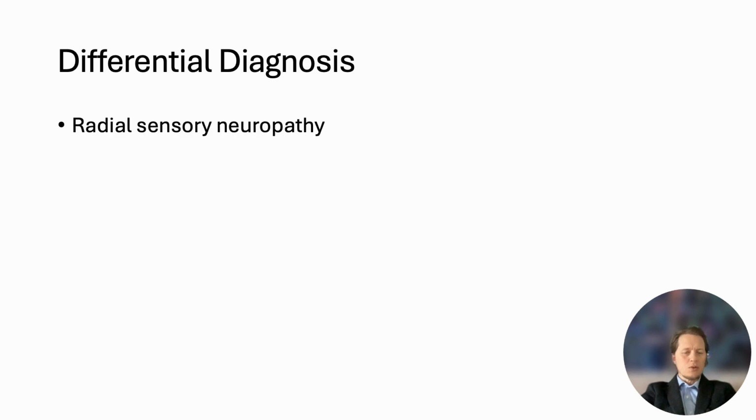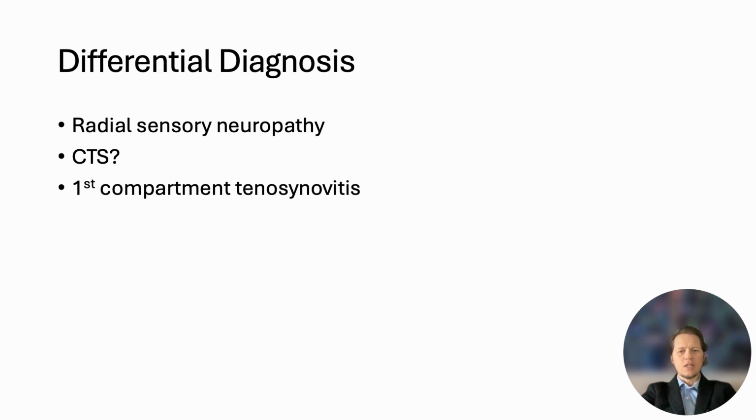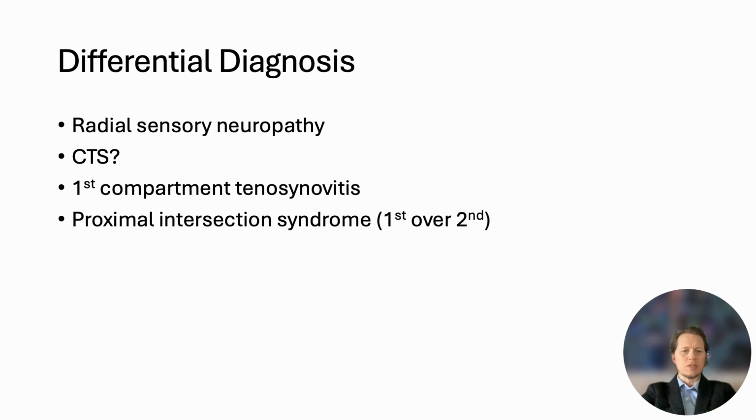First thing, dorsal web space, if we're thinking of differentials, of course, radial sensory neuropathy. Anyone with thumb symptoms, we've got to think about carpal tunnel, especially if it's the right hand, their dominant hand. Could also think about de Quervain's, right? Radial styloid tenosynovitis, first compartment. I don't know if anyone's heard about this.